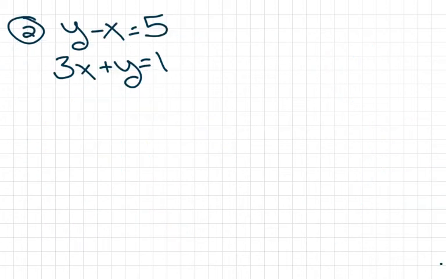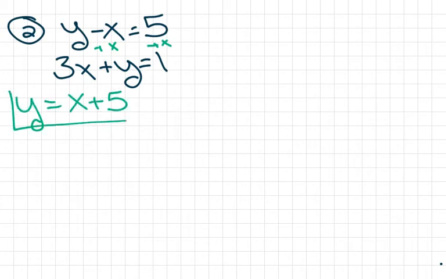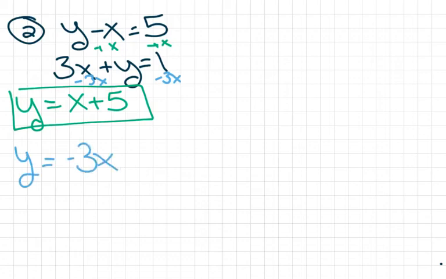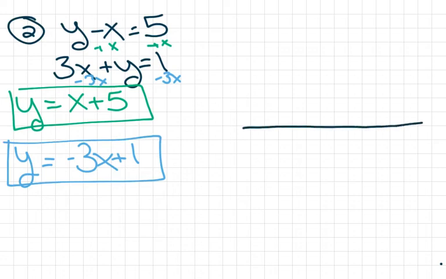All right, next one. All right, so for that first one, I'm going to move the x over. So I would have y equals x plus 5. All right, if I do the second one, I'd have to move the 3x over. So I'd have y equals -3x plus 1. All right, so let's get those guys graphed and see where they hit each other.